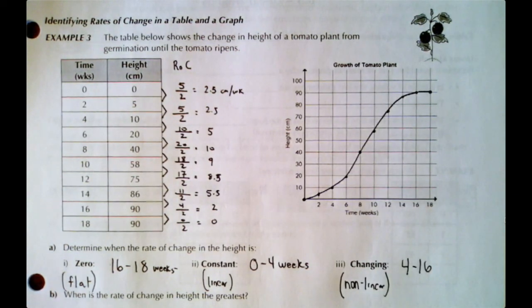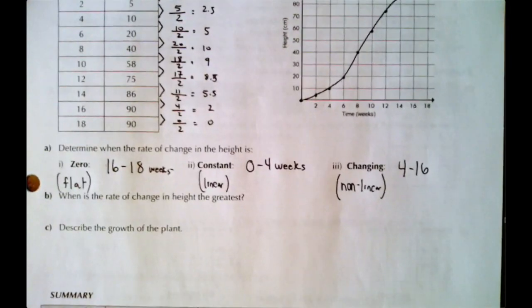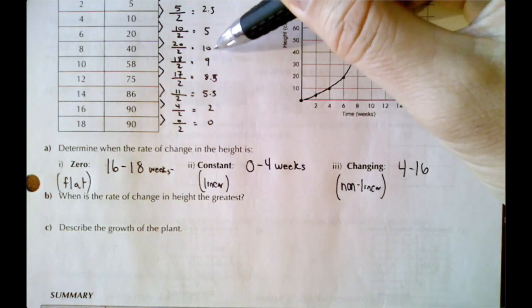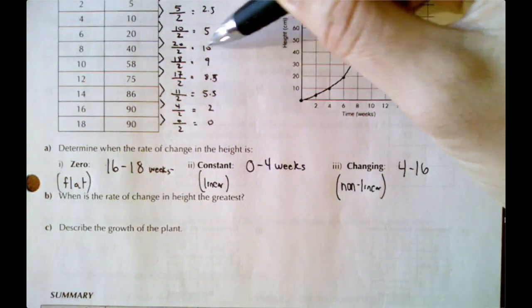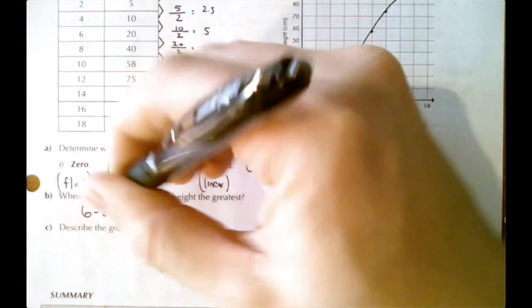So if we were to describe what's happening, we can use, when is the rate of change the greatest? We just go through the table and look for the biggest number, 10. And 10 is from between weeks 6 and 8. So 6 to 8 weeks.